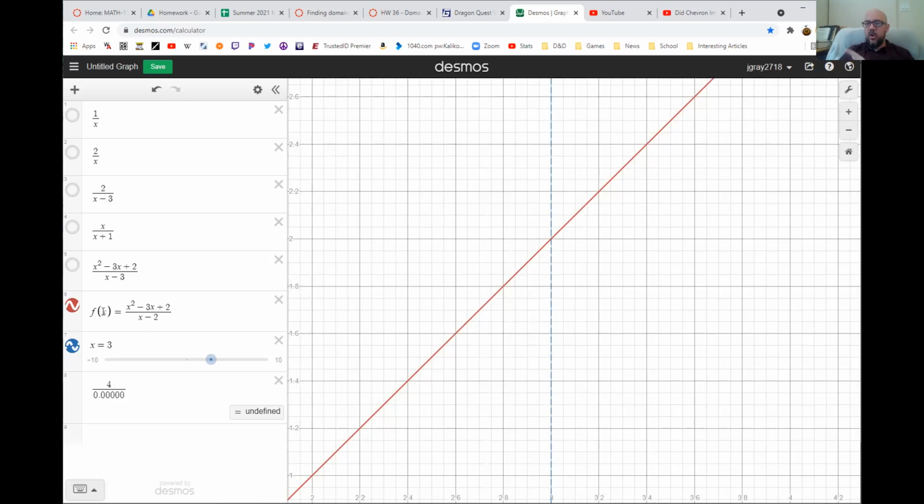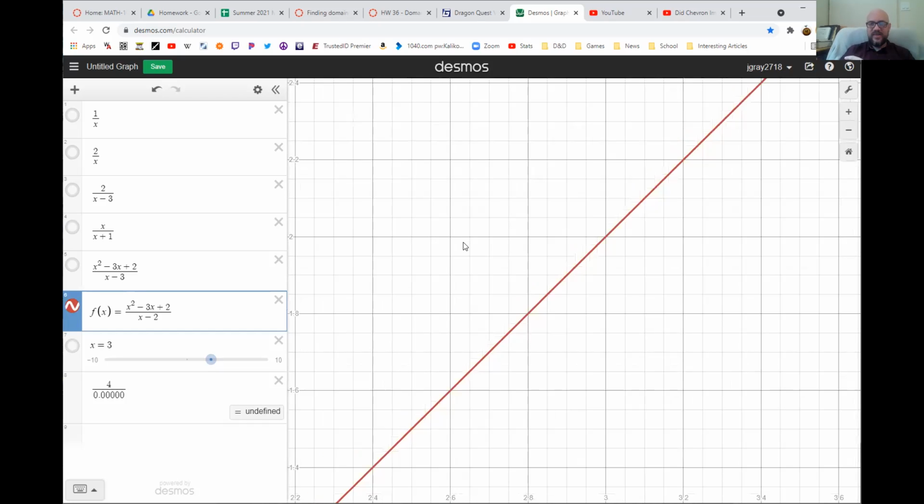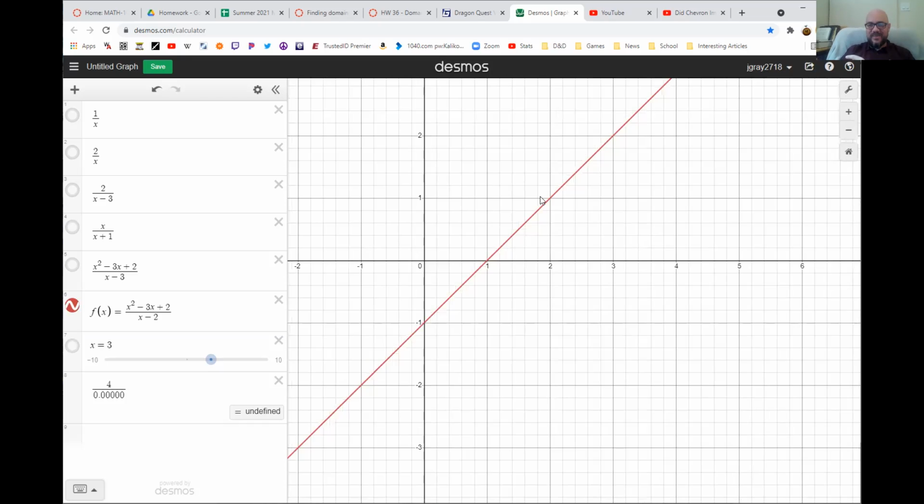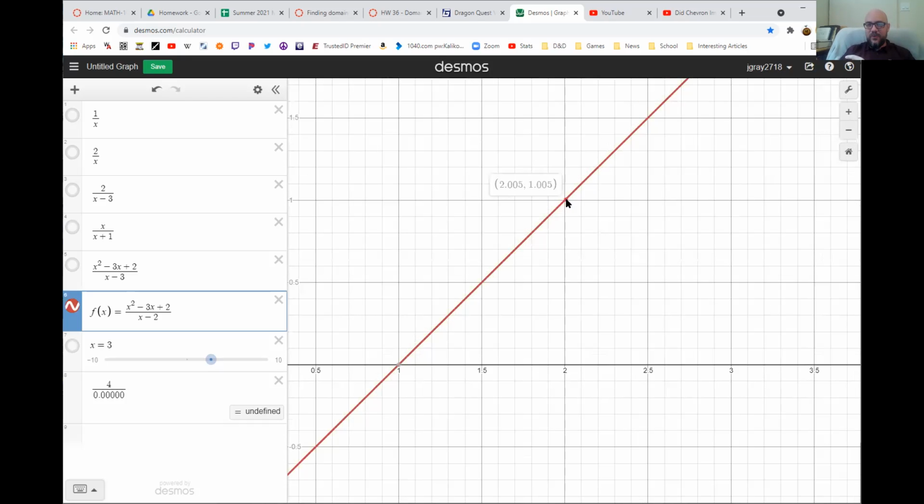So this thing is almost a line, except, oh, I'm sorry, I gotta turn that off. Oh, at 2. I'm looking at 3. Sorry. I was like, wait a minute, why is this working? I apologize. At 2, it is undefined because that 2 still goes into the denominator and makes it 0.